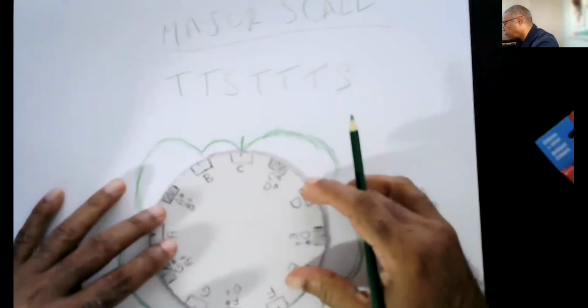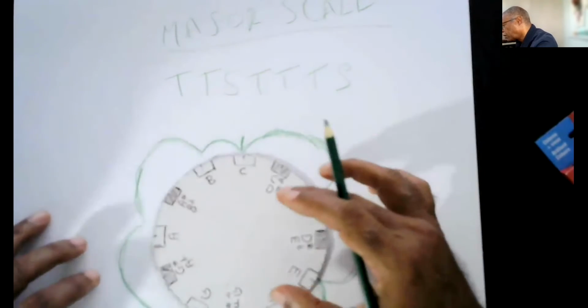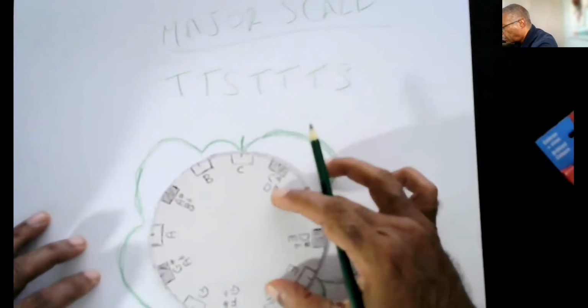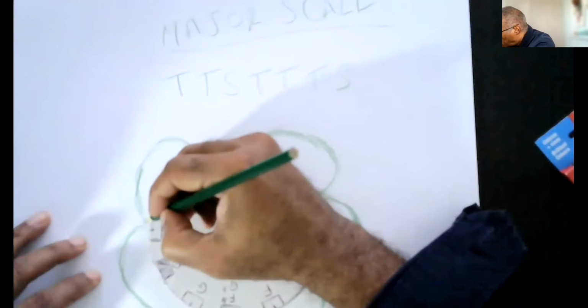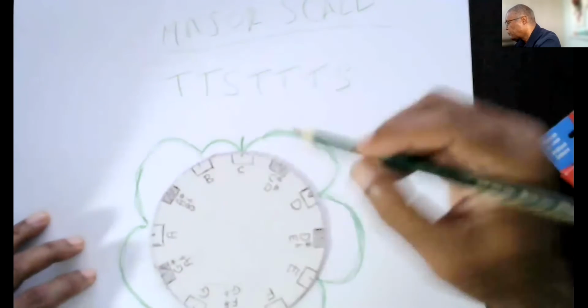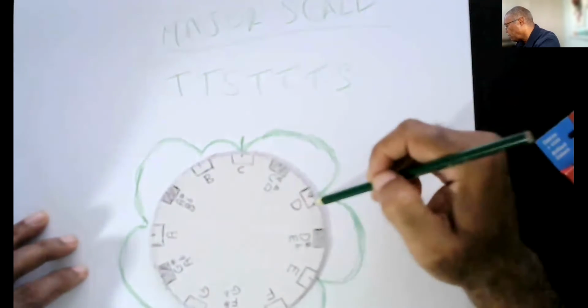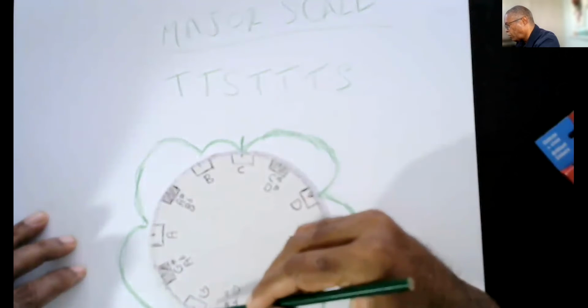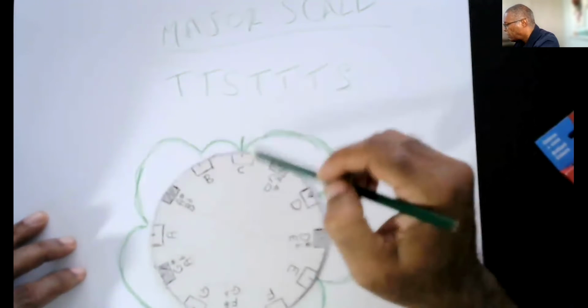This is the major scale pattern. So if you position our circle of semitones in that pattern, you will have the major scale, C major. Remember, you're starting at C. So C major will be C, D, E, F, G, A, B, C. And that C major will sound like this.